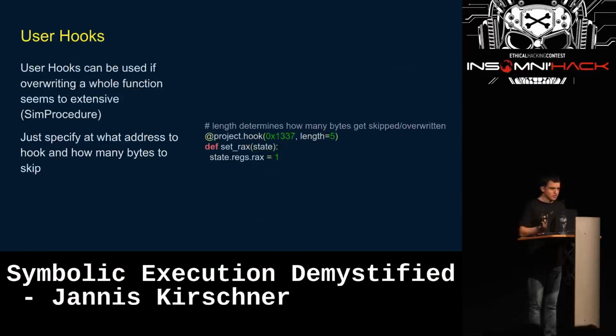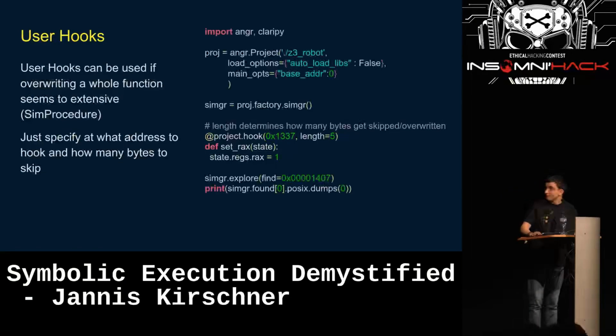If that's too expensive for you, if there's a lot of code to write, you can also use project hooks, user hooks, where you just specify an address, you specify how many bytes you want to overwrite, and then afterward, you just specify in Angr's pseudo Python assembly what you want to do. In this case, we just set a register value. Also very quick and simple to implement.